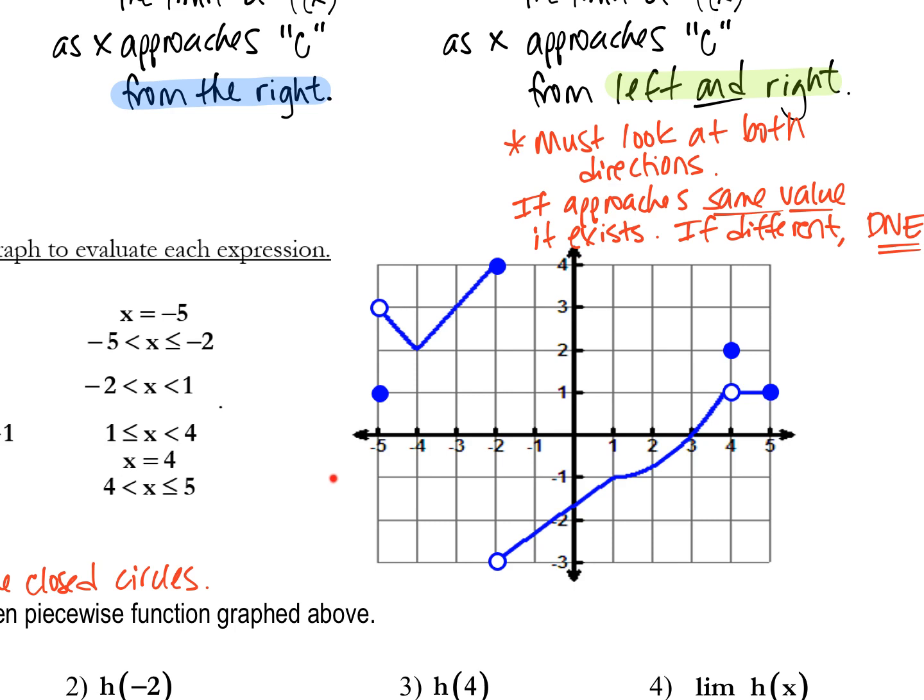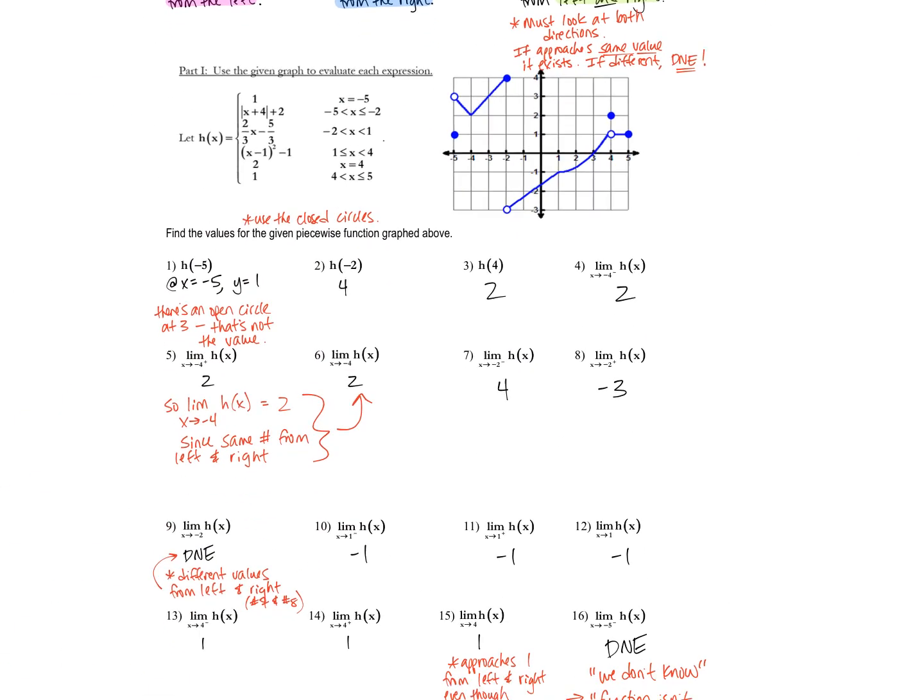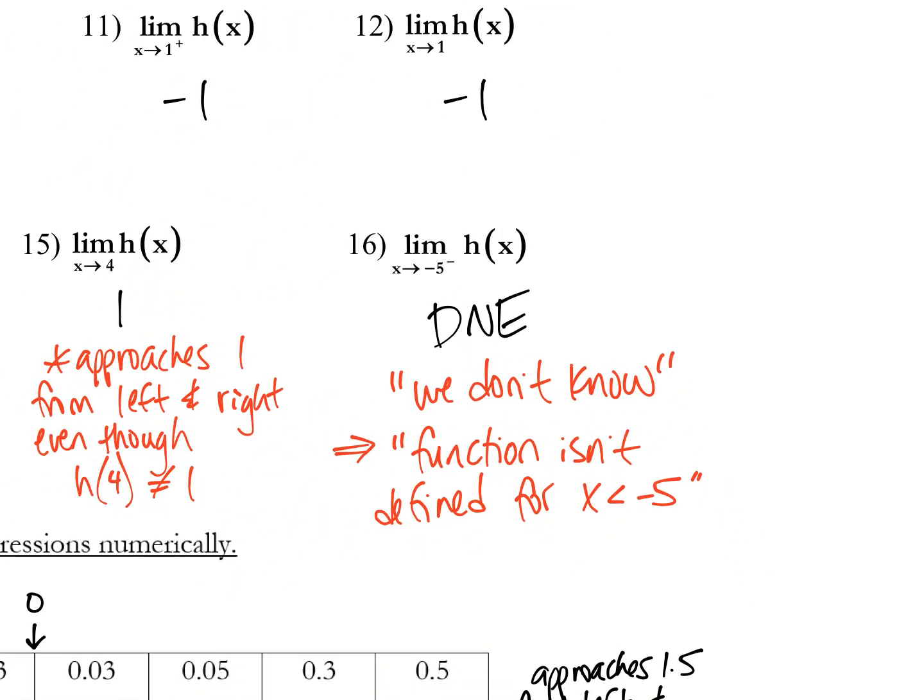I could definitely do as it approaches -5 from the right. Looks like it's approaching this y value of 3, but from the left I have no idea. So that's why the direction here is really important. We don't know. The function isn't defined for x less than -5. This is like the technically politically correct way that you should answer that question, okay? So just keep that in mind.